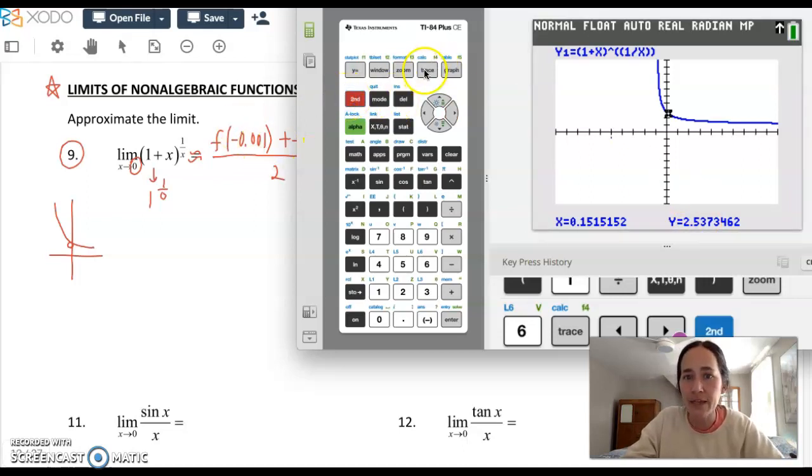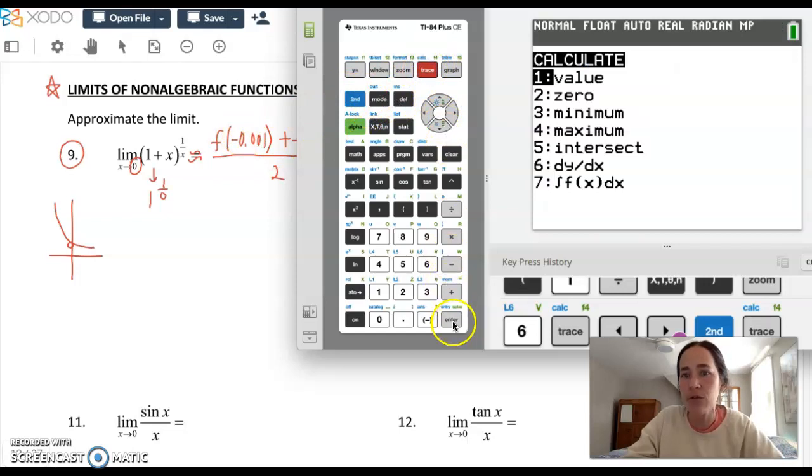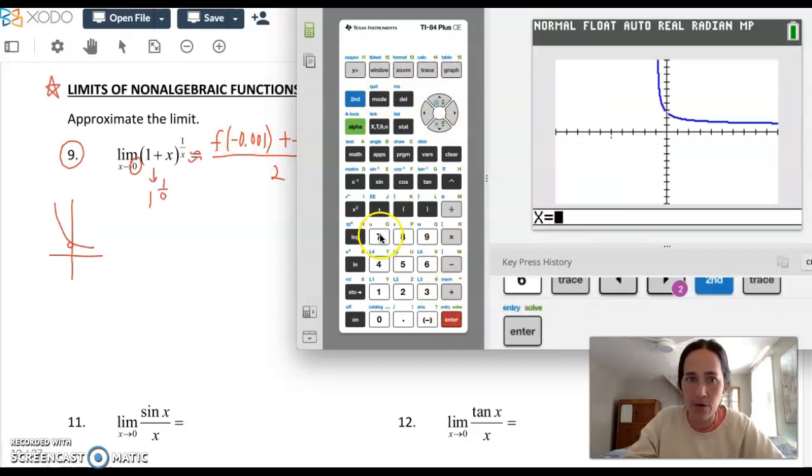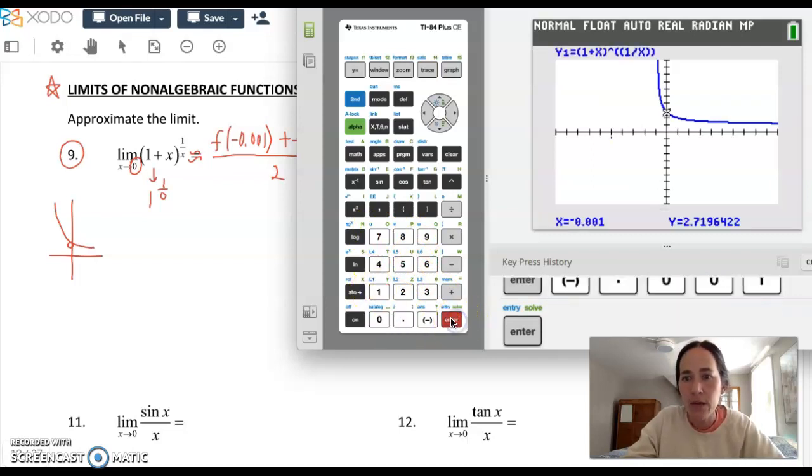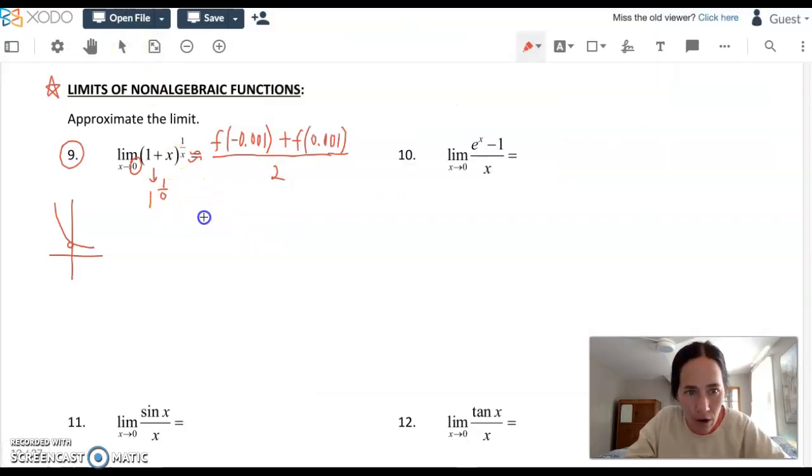This second and calc menu can enable you to type in any x value and get the y back. So let's type in our first one, negative 0.001, and see our output is going to be 2.71964. So we get approximately 2.7196 to 4 decimal places.